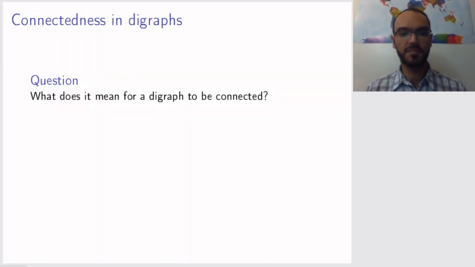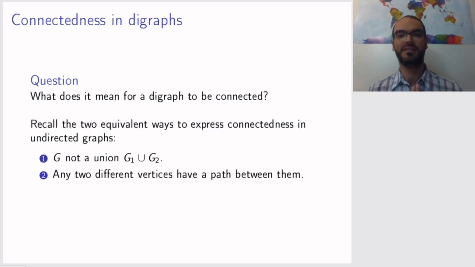Using paths and knowing what paths are in a directed graph, we are now sufficiently mature to ask the question, what does it mean for a digraph to be connected? So let's go back a bit and forget digraphs and look at ordinary, undirected graphs. There, the definition was that your graph cannot be written as a union of two pieces. But we also showed a bit later that another way to see this is that between any two different vertices, there exists a path. And we showed that these two things are equivalent.